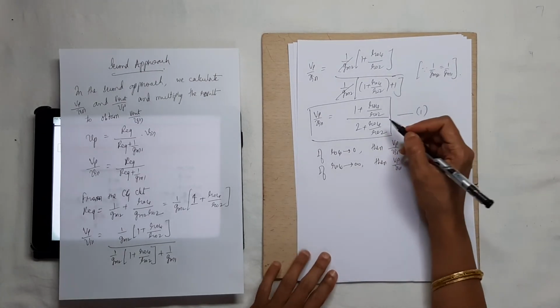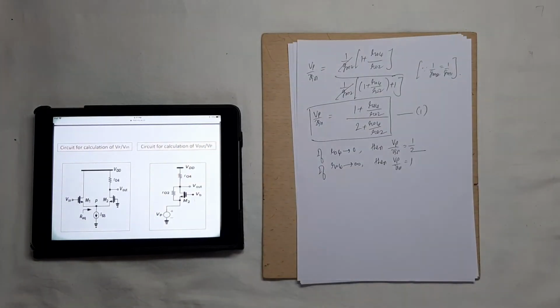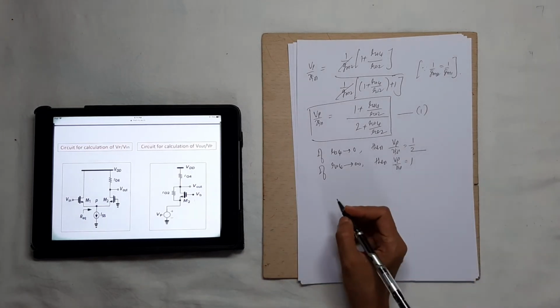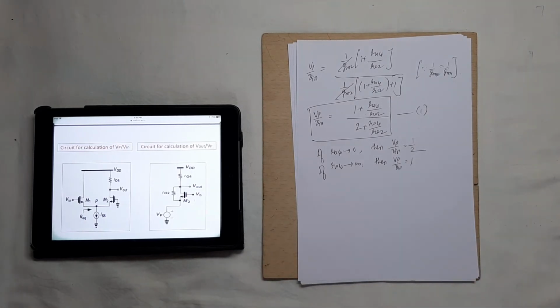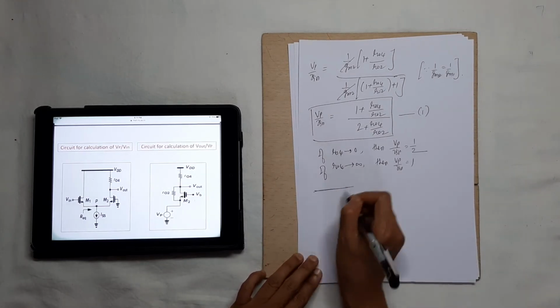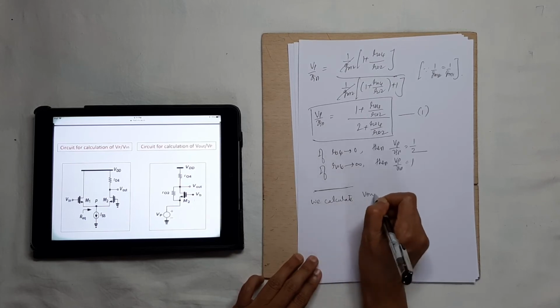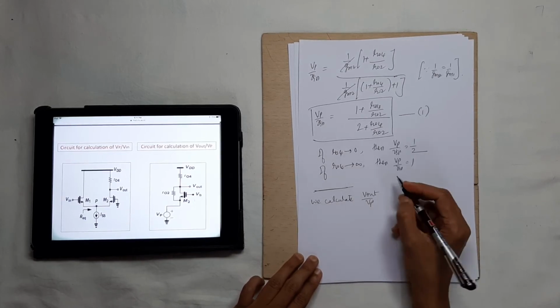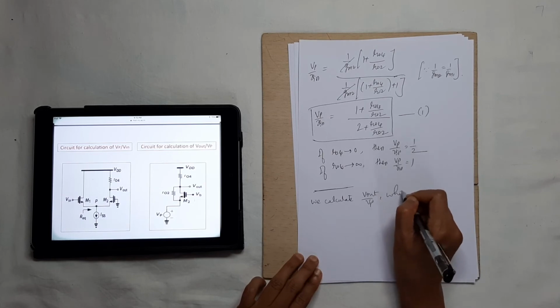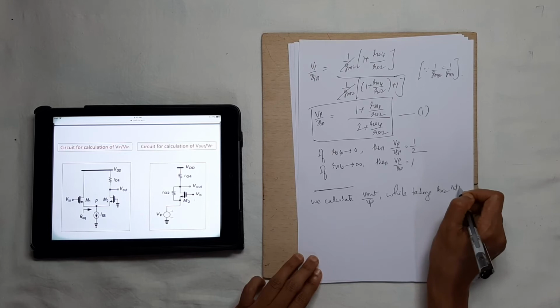Now we have got the expression for Vp by Vn. One more expression we want is V out by Vp. Now how do we derive the expression of V out by Vp? We calculate V out by Vp while taking RO2 into account.